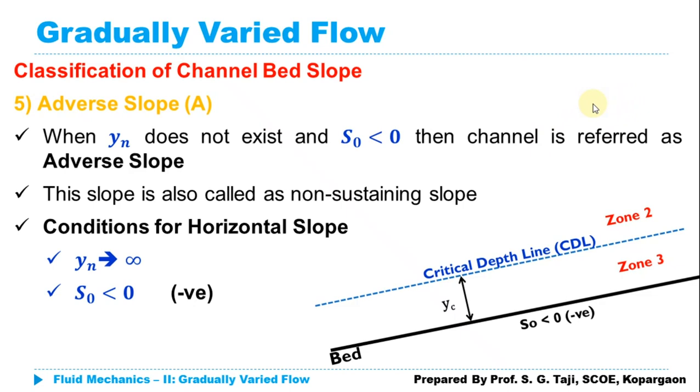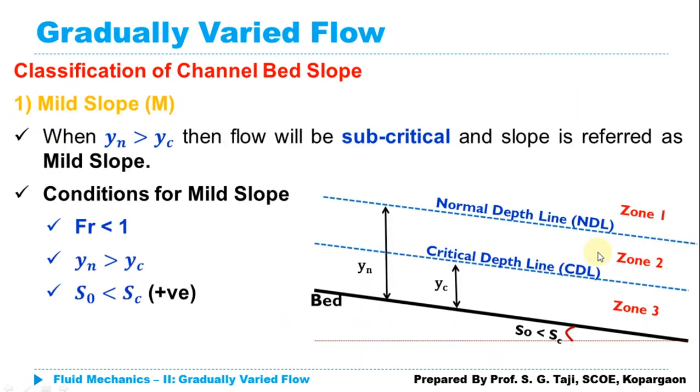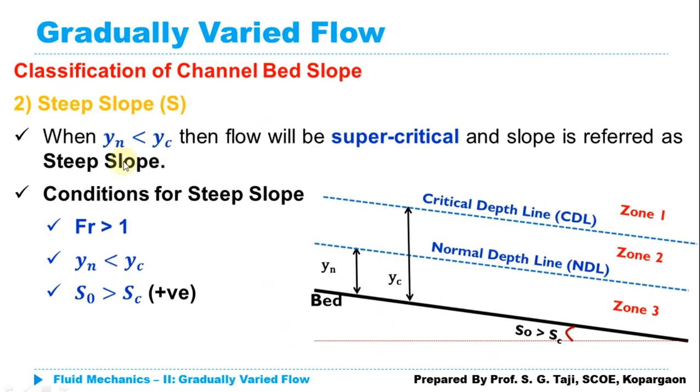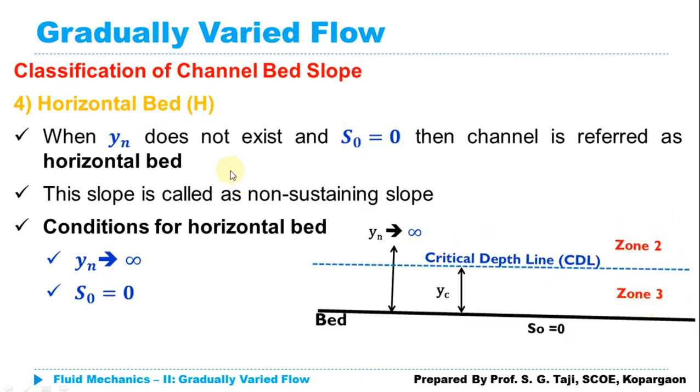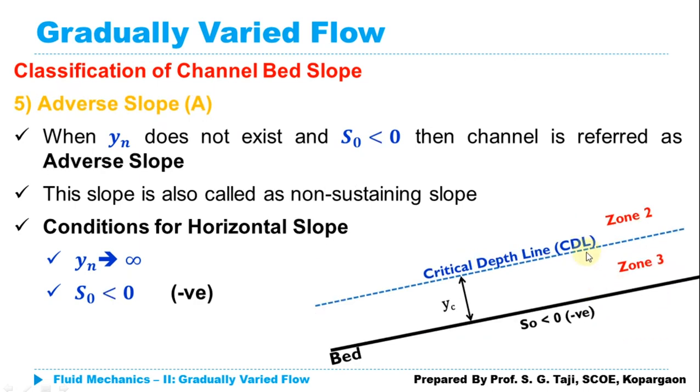Those are the total 5 slopes of the channel, and remember those different zones and how we are classifying them. In case of mild slope we get 3 different zones. In case of steep slope again we get 3 different zones, but in case of critical slope we get 2 zones, zone 1 and zone 3. In case of horizontal bed again we get 2 zones, zone 2 and zone 3. And in case of adverse slope we also get 2 zones, zone 2 and zone 3. Those are also referred to as region 1 and region 2.